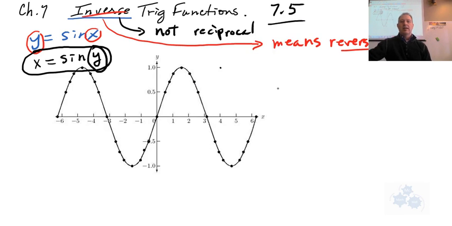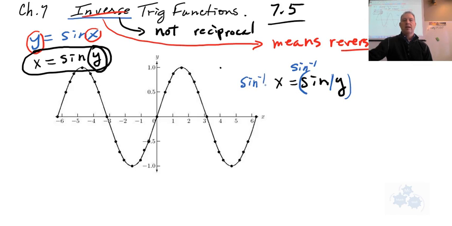So what we did here, and again I'll just rewrite this over here. What we did here to get rid of the sine part, you can't just divide by sine, right? It doesn't make sense. But you take the sine to the negative 1 of this, and that means you take the sine to the negative 1 of this side as well.